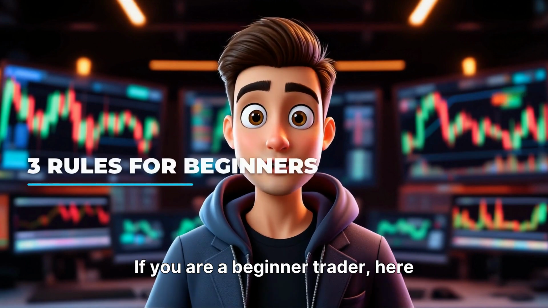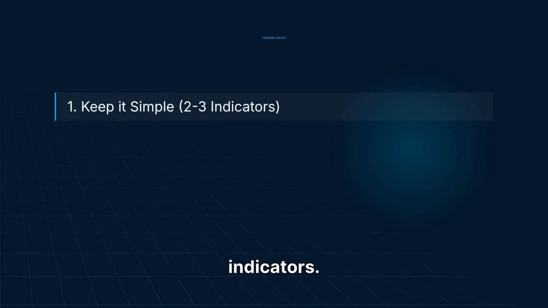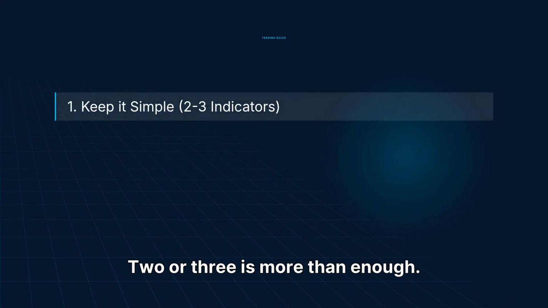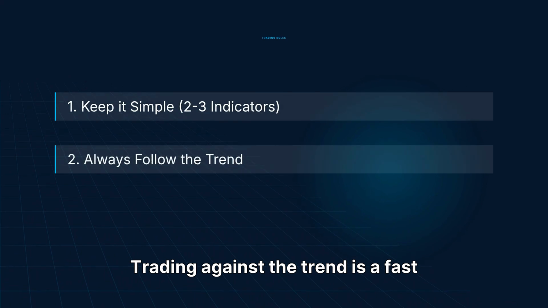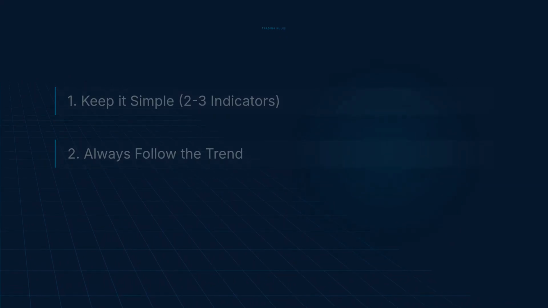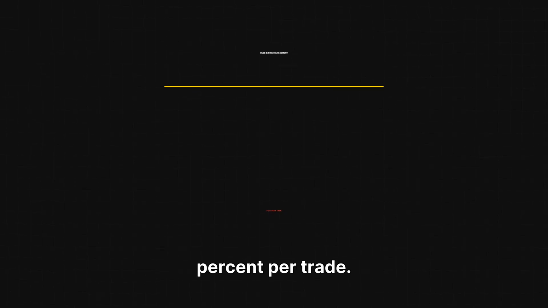If you are a beginner trader, here are 3 simple rules. Rule 1, do not use too many indicators. 2 or 3 is more than enough. Rule 2, always follow the trend. Trading against the trend is a fast way to lose money. Rule 3, always use risk management. Never risk more than 1 to 2% per trade.